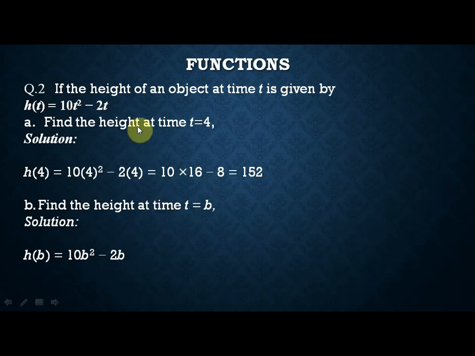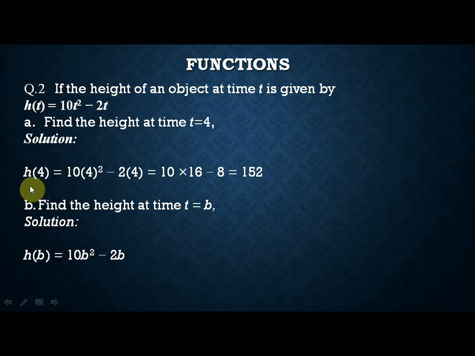Question number 2 is: if the height of an object at time t is given by h of t equals 10t square minus 2t. This is the representation of the height of an object, with the dependent variable being time. So if you are asked to find the height at time 4, what is the height of the object when time is 4? t is equal to 4.